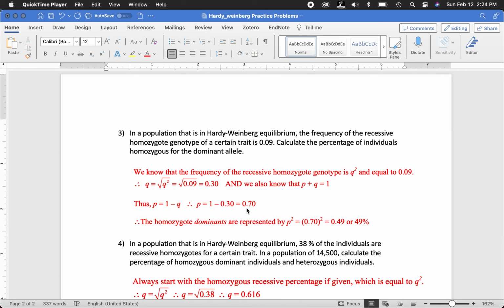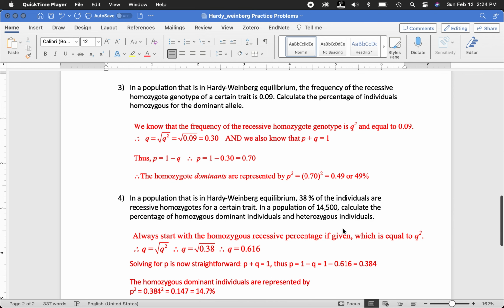Here is our dominant allele frequency. So in order to get a percentage of individuals that are homozygous dominant, you have to square it, and this gives you 0.49, or 49% of individuals are homozygous dominant. Next one.